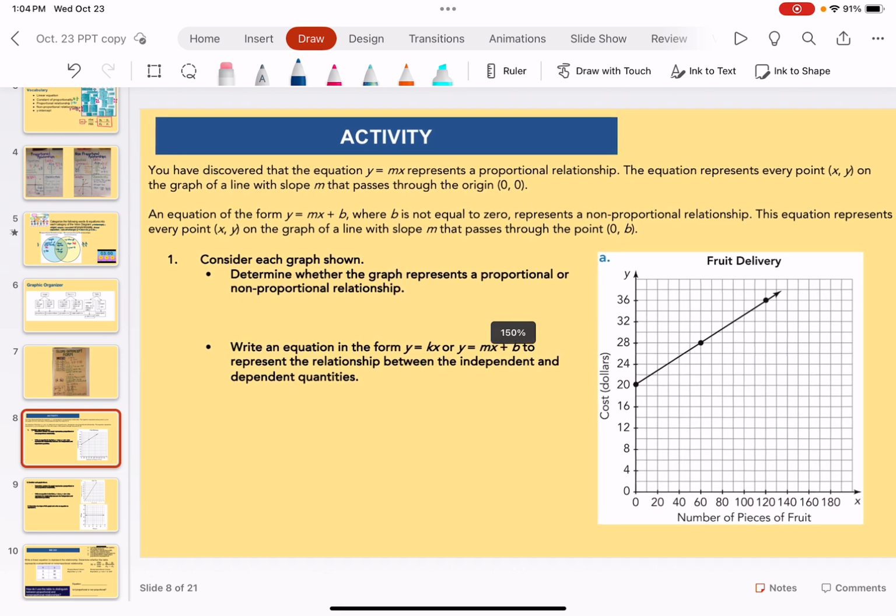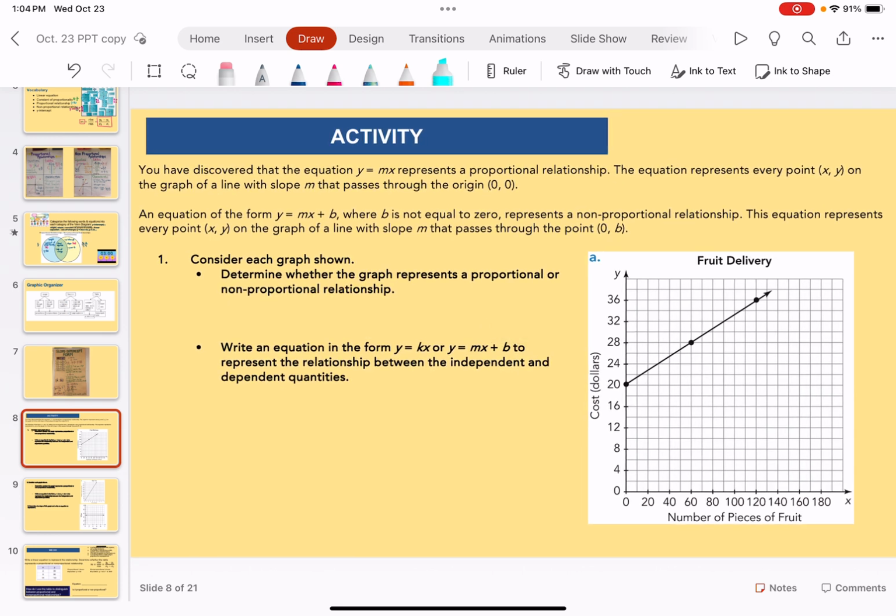So for the activity, it reads, you have discovered that the equation y is equal to mx represents a proportional relationship. The equation represents every point x comma y on the graph of a line with a slope m that passes through the origin 0, 0. So I just want to clarify that even though they use the y is equal to mx equation, we know that that's the same thing as what we've been talking about for y is equal to kx, right? They just used m to represent the k, but we know that m and k are both the rate of change.